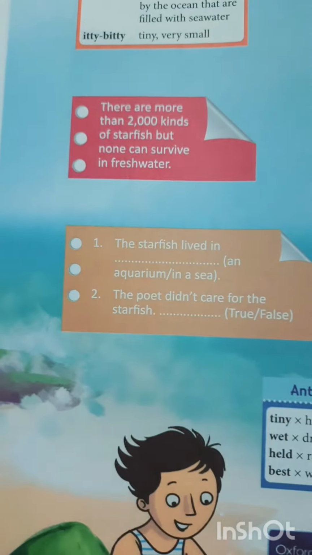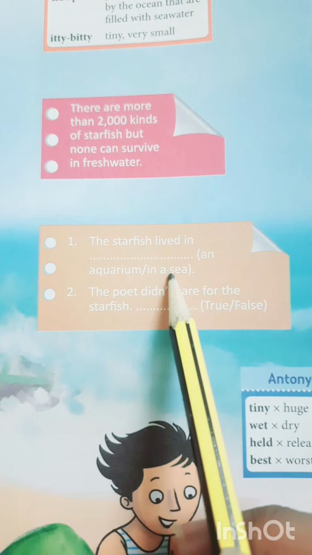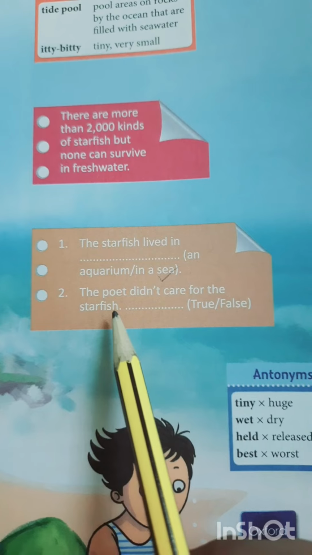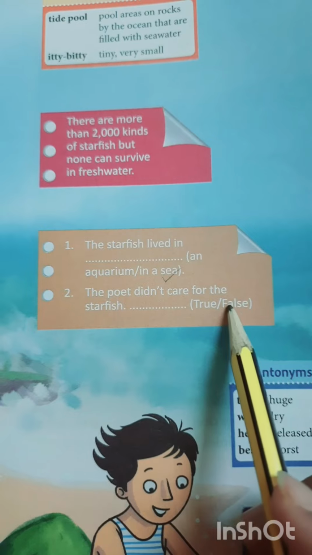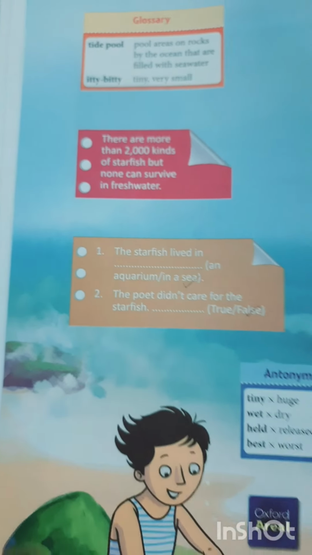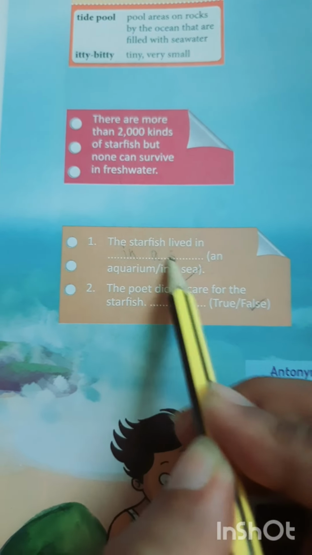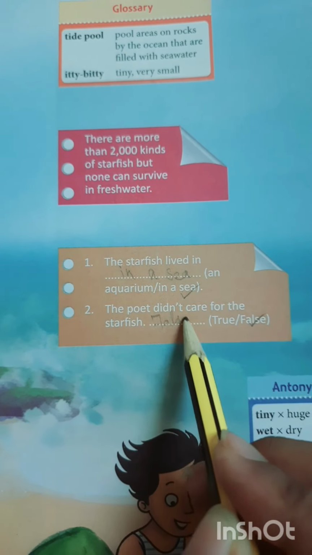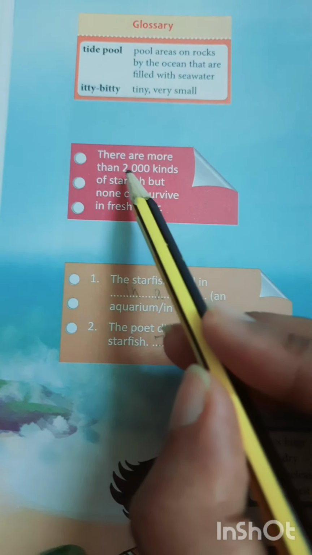Yes, so here you have two questions. The starfish lived in a dash, aquarium or in a sea? In a sea, right? And then, the poet didn't care for the starfish. He didn't care. He cared, isn't it? So is this true or false? False. Okay, children. So after you put a tick, you just write here, in a sea. Okay, and here, false.